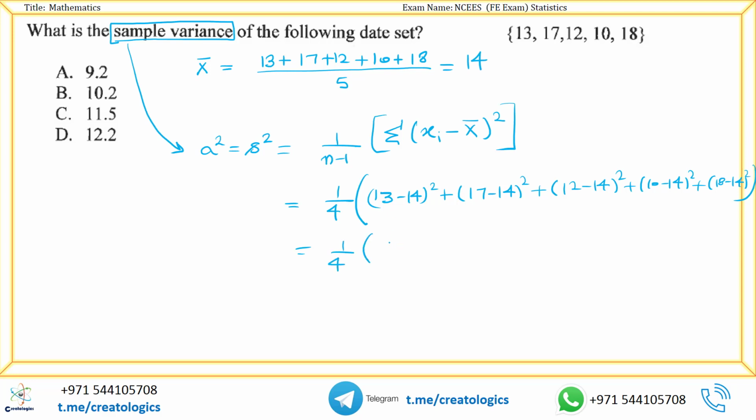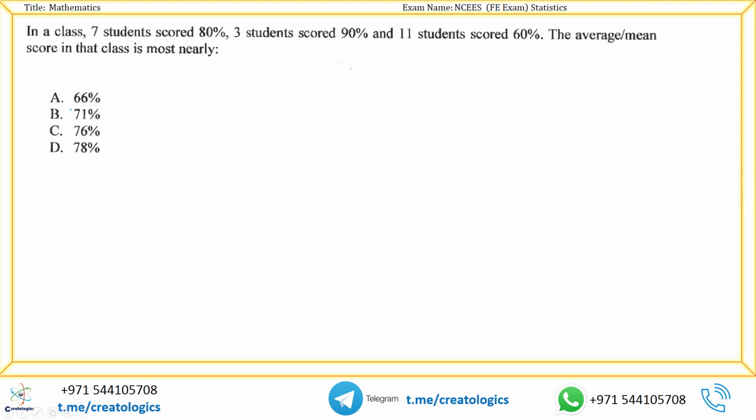Here 13 minus 14 gives you 1 squared, plus 3 squared, plus 2 squared, plus 4 squared, plus 4 squared. And all we have to do is just use the calculator and calculate this value. It comes out as 11.5 at the end. So as you can see, option C is the correct match for that.